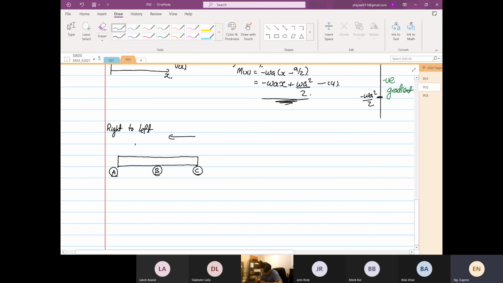So we know that over here, this is our omega A. So what am I trying to do down here? We want to find the reaction at point C, to analyze the structure from right to left.